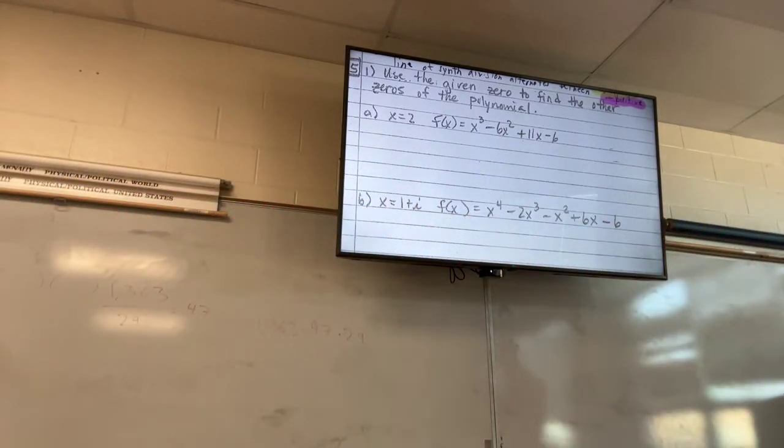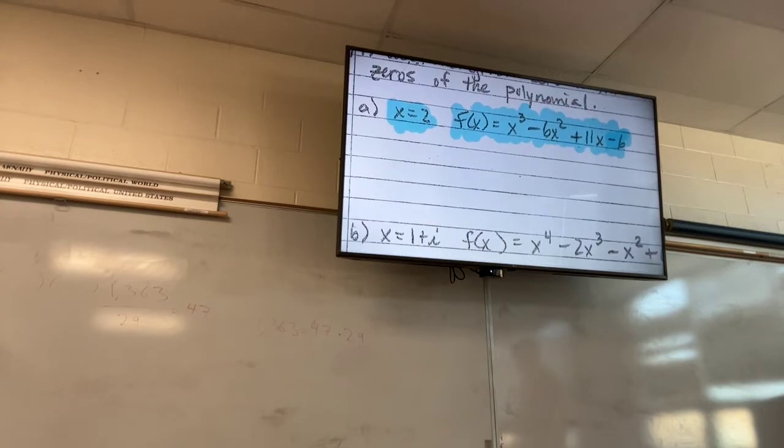You're supposed to use this zero to find the other zeros of this polynomial, or to find the other factors. So since x equals 2 is a zero of f of x, what's the corresponding factor? It'd be x minus 2. So we know that x minus 2 is a factor of f of x. Are we following that?